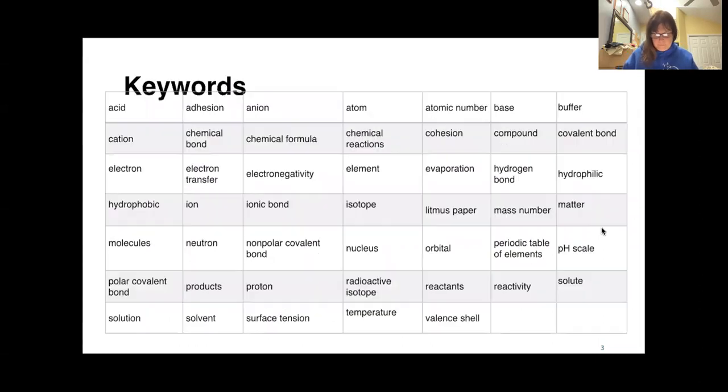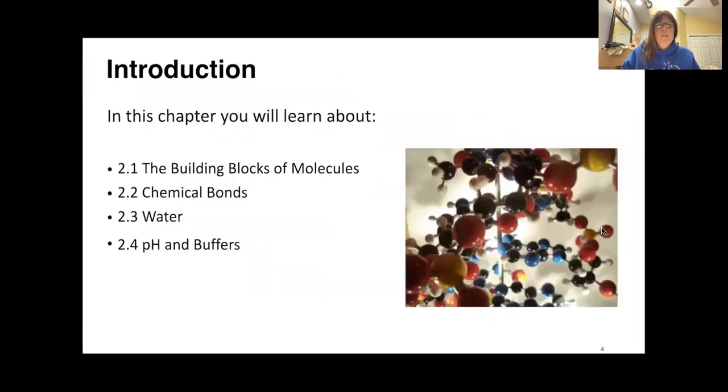All right. Keywords. These are vocab words that you should know by the end of the chapter. Again, I'm always big on making note cards or Quizlets or something, but you need to know what these terms mean. I have this broken down into 3 parts: building blocks of molecules, and then chemical bonds, water, pH, and buffers. I believe this first part is the first 2, and then water, and then pH and buffers.